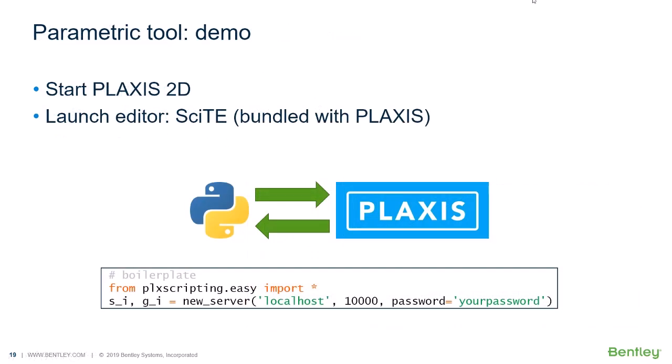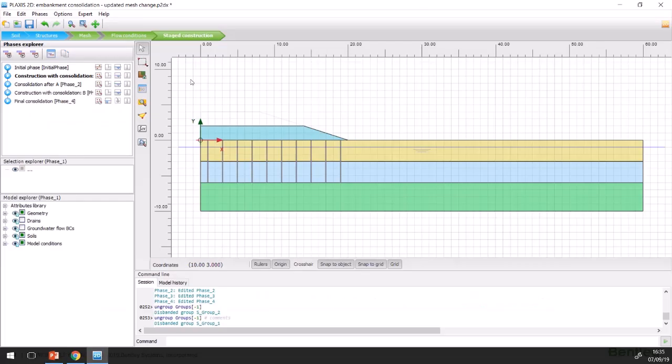So if we want to do the demonstration, we'll start Plaxis 2D, and then we're also going to launch an editor. In this case, I will use the Site editor because it's bundled with the Plaxis program, but of course you can use your own editor if you would like. You just have to make some steps to make sure that it connects with the Plaxis distribution.